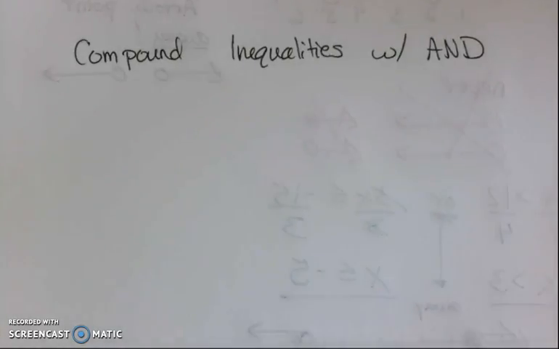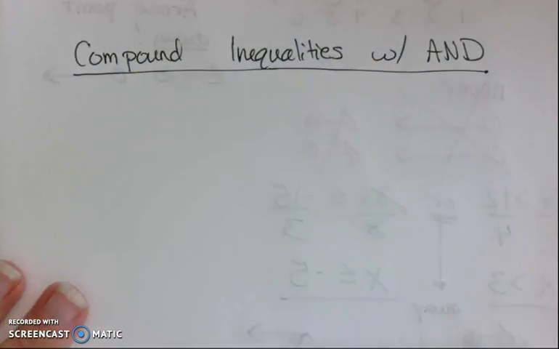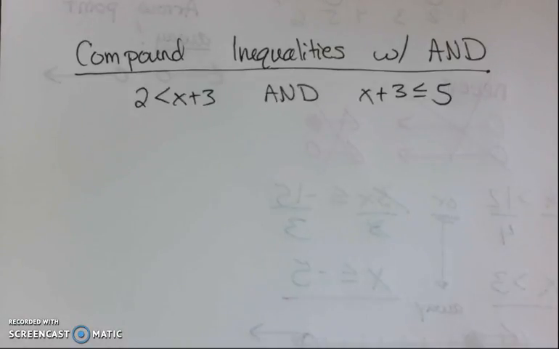So with or, you're basically doing the same thing as before, you just do it twice. And is a little bit different. Compound, it actually does make these compound. So let's look at an example here. So we have these two, and it uses the word and. So that means it can be both of these. So I'm going to go ahead and solve these individually right now.